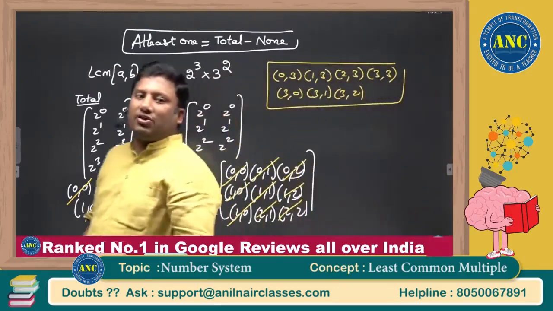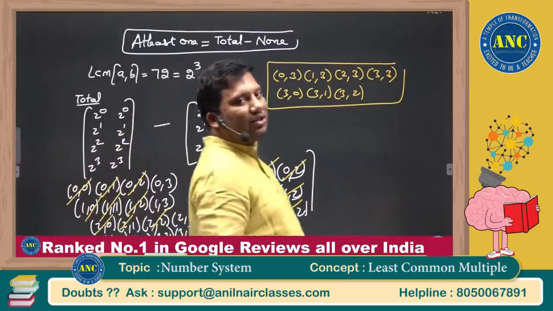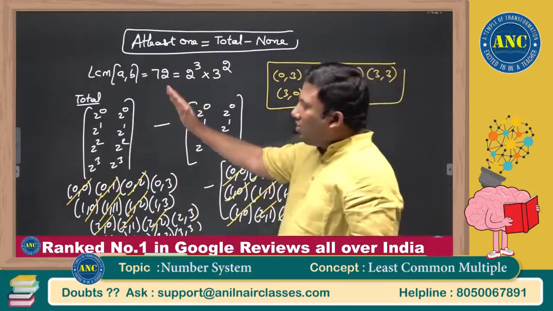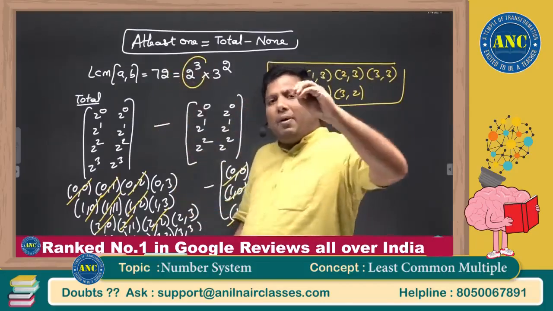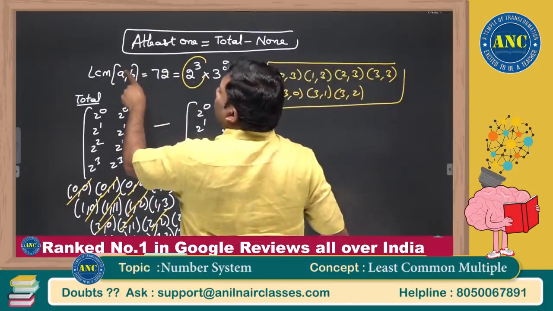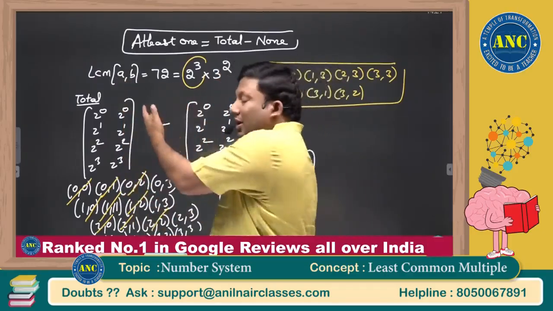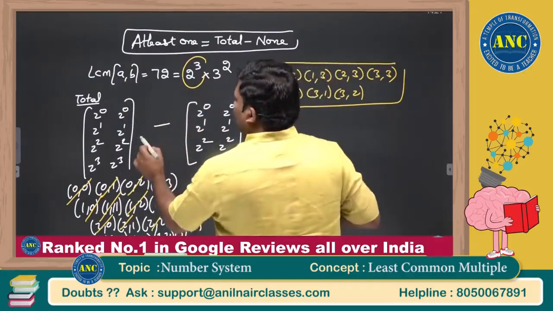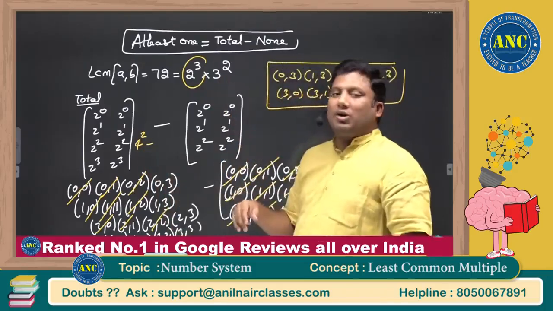Either x1 can take 3, or x2 can take 3, or x1 and x2 both can take 3. At least one can be defined as total minus none. What is total? First take the power of 2. Arrange all the powers of 2 for A: 2 power 0, 2 power 1, 2 power 2, 2 power 3. How many cases? 4 cases. Similarly, B also can take 2 power 0 to 2 power 3. So, 4 square minus, next, 3 power 2.